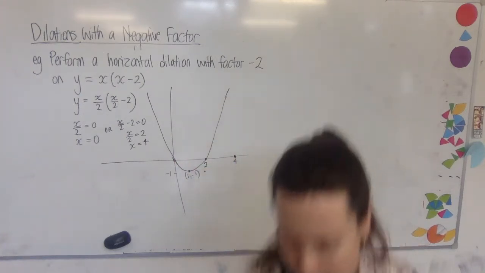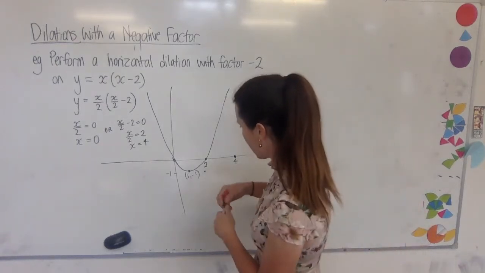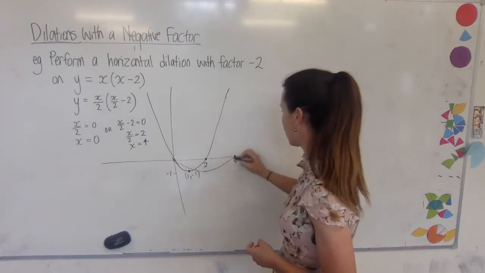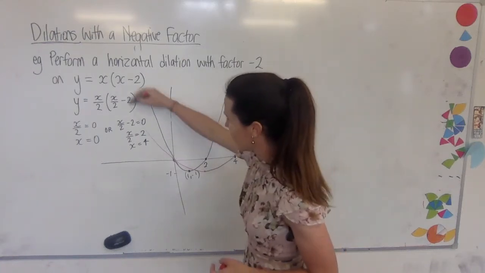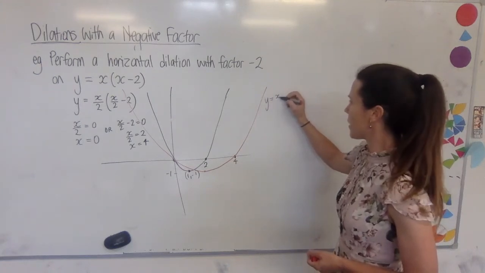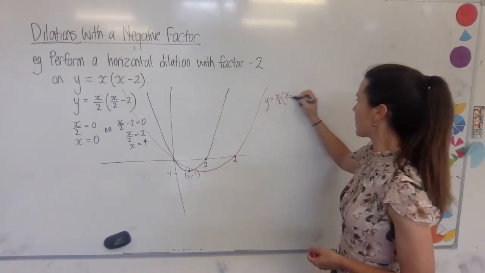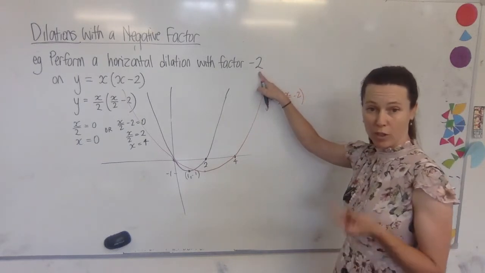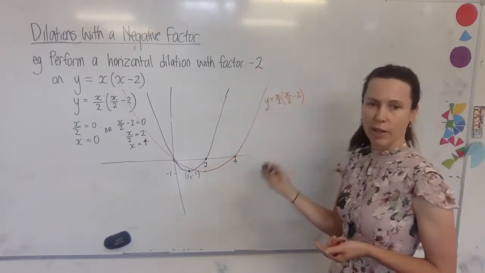And let's do this in another colour and say that with my factor of 2, I've got something like this. It's basically just a fatter parabola. Now this one is y equals x over 2, x over 2 minus 2. So I've performed this first dilation factor 2, but I haven't done the negative part yet.